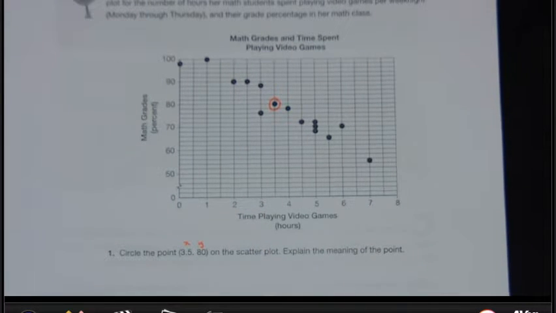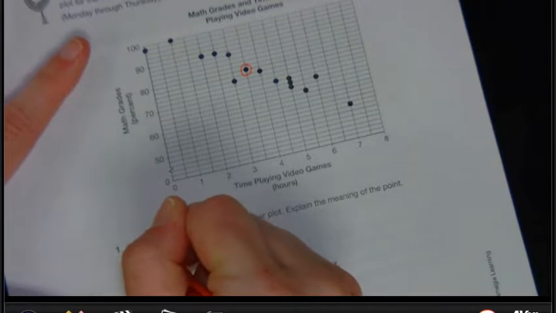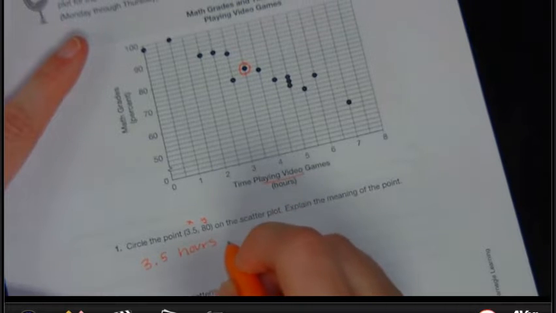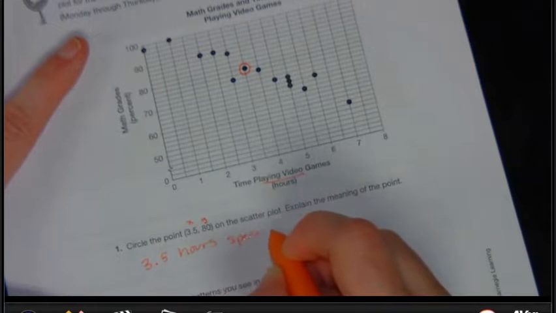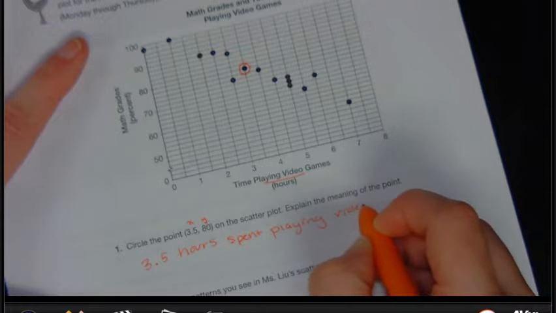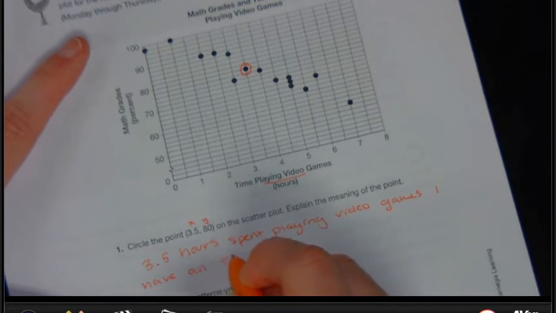Okay, and it's asking me, what does it mean in my data plot? And it is telling me that 3.5 hours spent playing video games, I have an 80% average in math class.